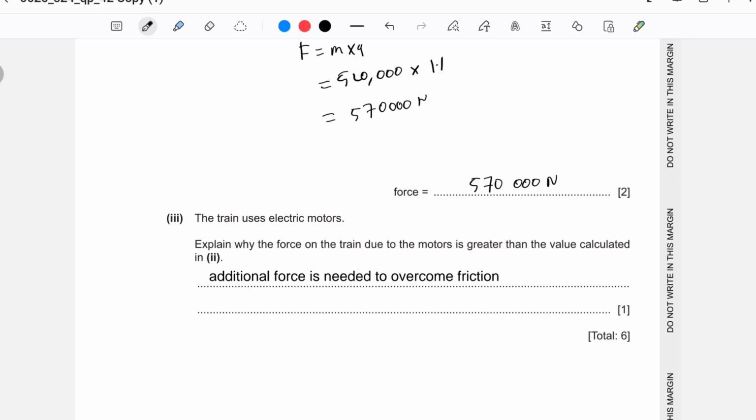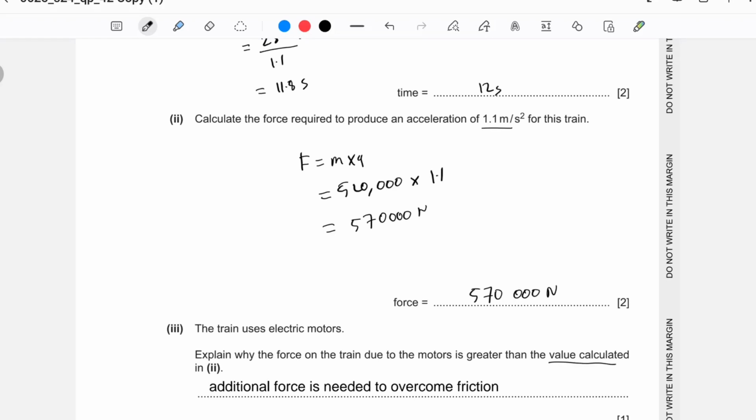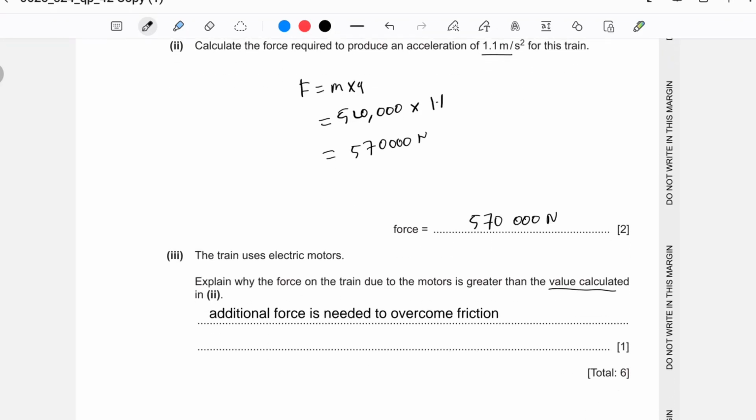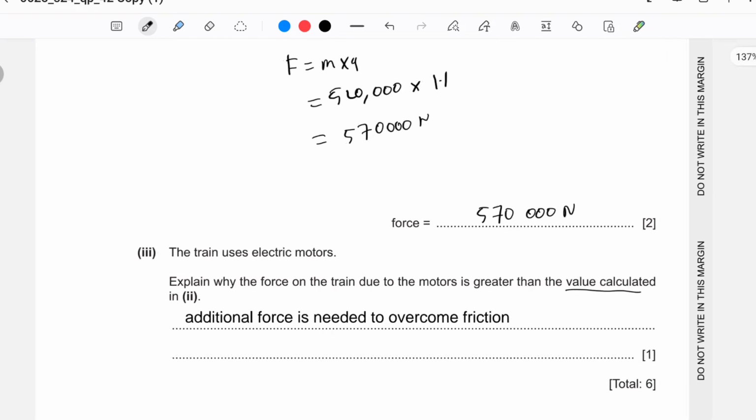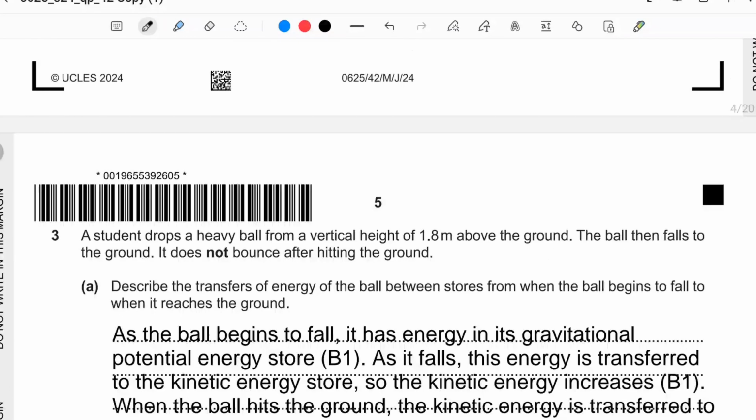The train uses electric motors. Explain why the force on the train due to the motor is greater than the value calculated. Here we don't account for friction. So there are additional frictional forces, drag and air resistance. Therefore, the force from the motor is greater than the value we calculated.